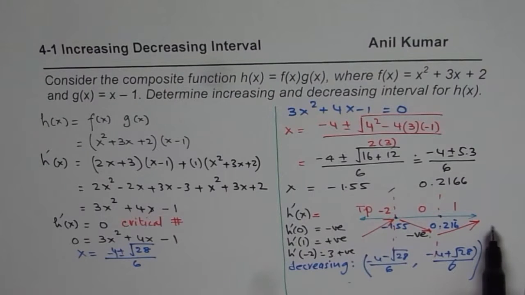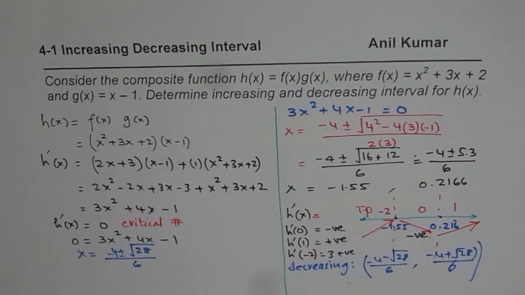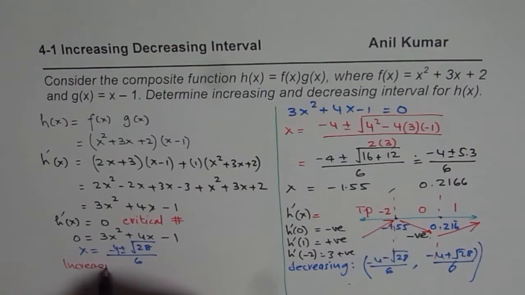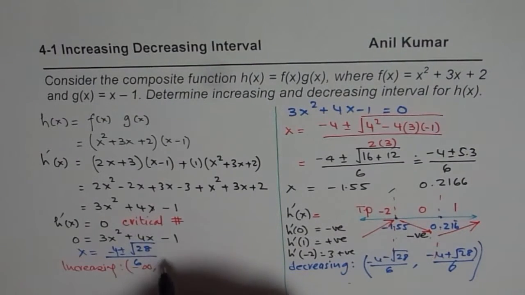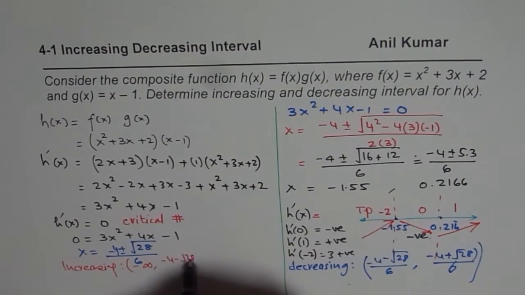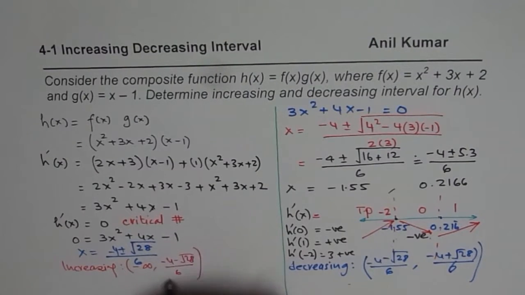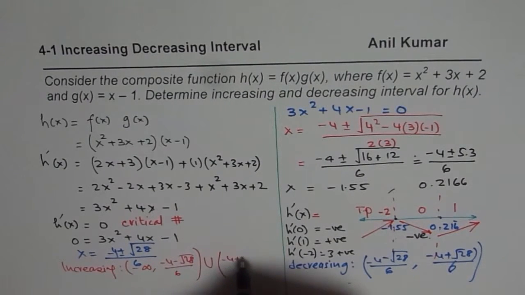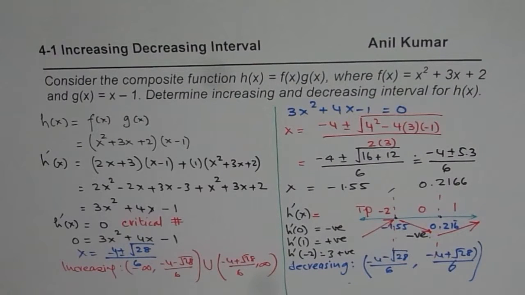And on the other intervals, the derivative is increasing. So the function is increasing in the other one. So decreasing in this interval, and let me write down increasing here. Increasing in the interval from minus infinity to this number, which is minus 4 minus square root 28 over 6. So that becomes the exact answer, right? So that's the whole idea. And so we say union minus 4 plus square root 28 over 6 to infinity. You get the idea.